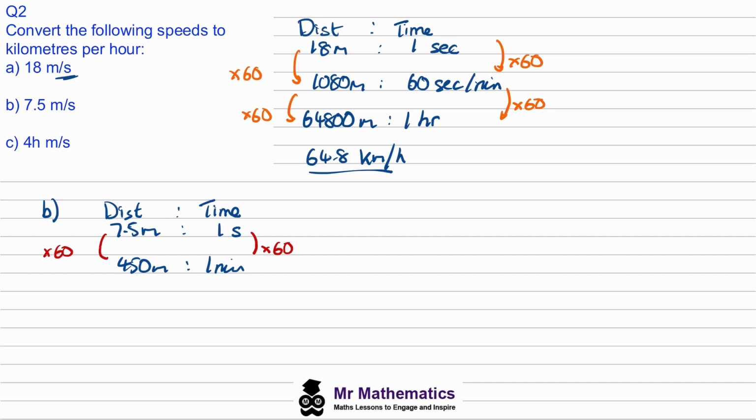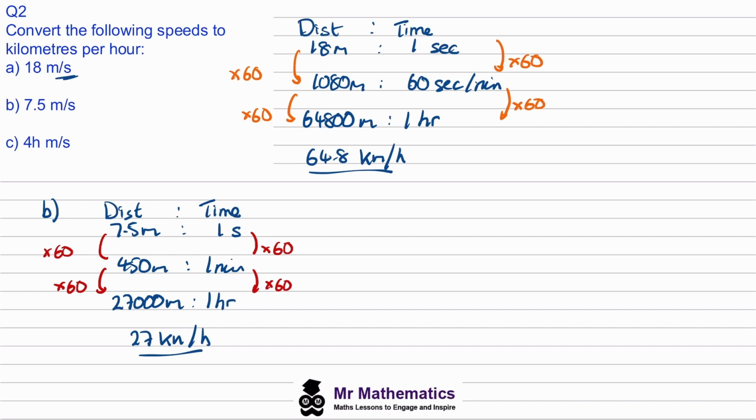We'll multiply it by 60 again. This will convert it into hours. It will convert the time to hours. So 450 times 60 will give us 27,000 meters. And then to convert it into kilometers per hour, we'll divide this by 1,000 and we get 27 kilometers per hour. How did you get on with that?